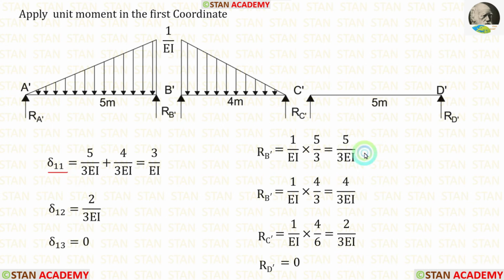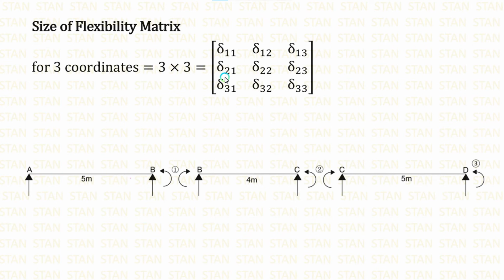For delta 1, 1, we have to add these two values. After adding, we are getting 3 upon EI. For delta 1, 2, we have to apply this value. Delta 1, 3 is 0 because RD dash is 0.